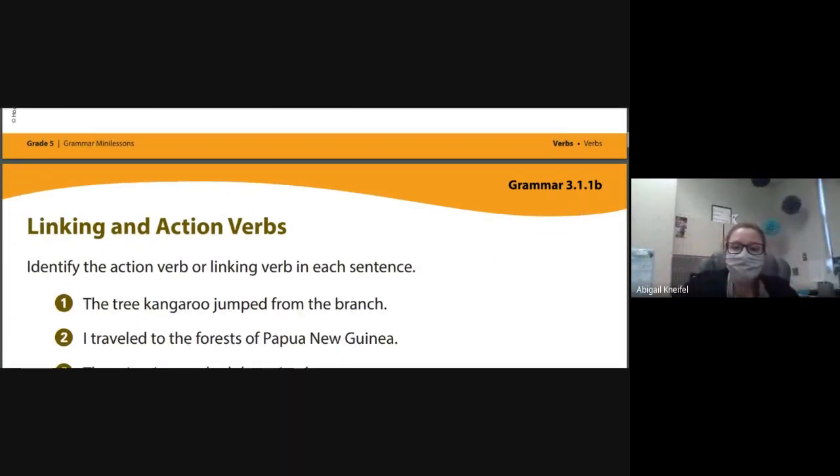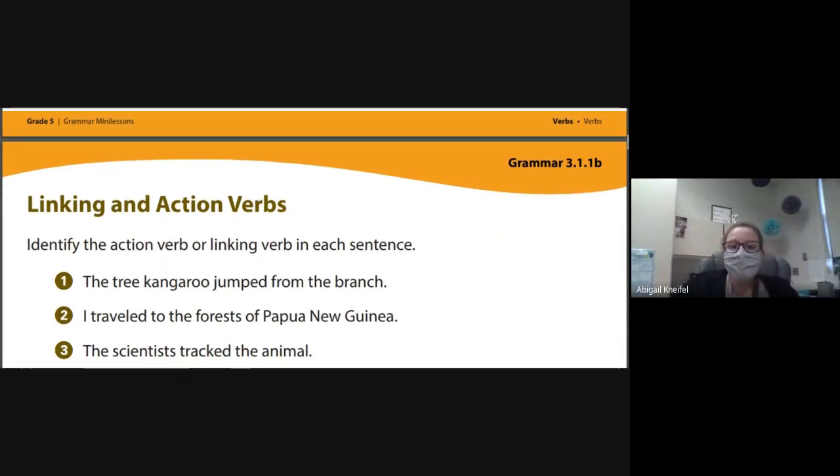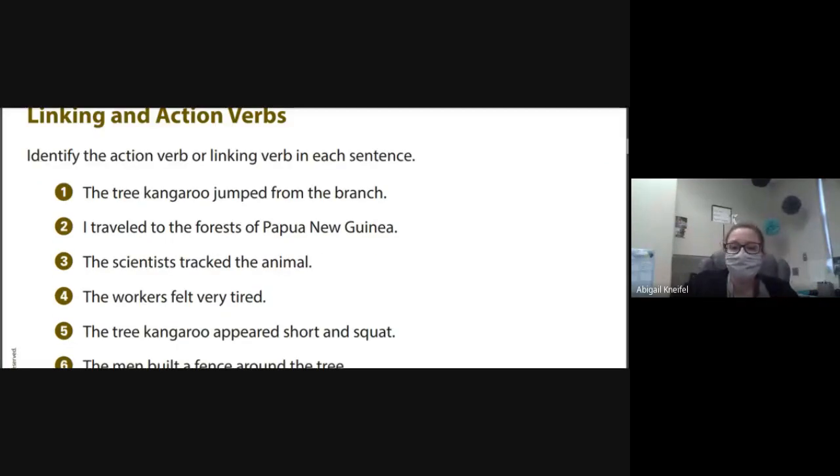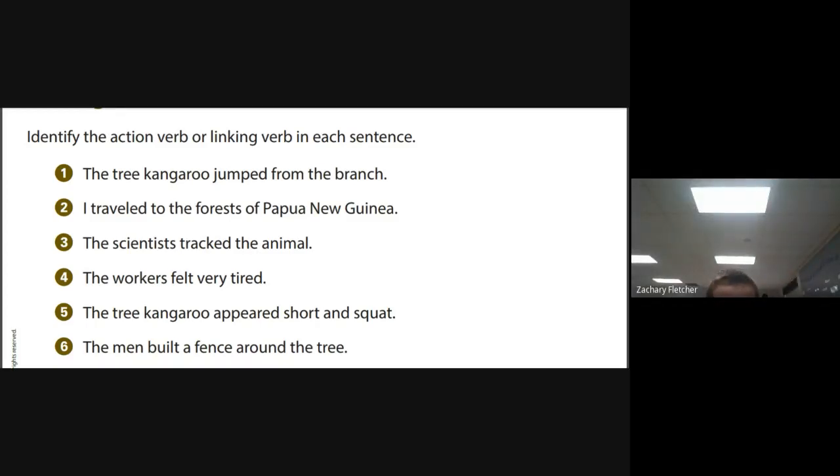So we're going to identify the action verb or linking verb in each sentence. Number one, the tree kangaroo jumped from the branch. Does anyone know if there's an action verb or a linking verb in number one? Raise your hand. Zach, nice and loud, unmute yourself, that way people at home can hear. An action. What is the action verb? Jumped. Yep. You may mute yourself again.